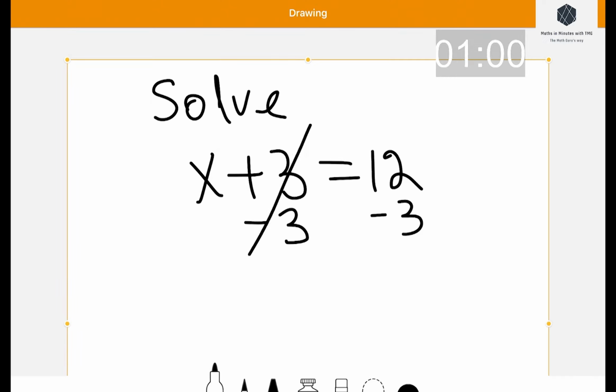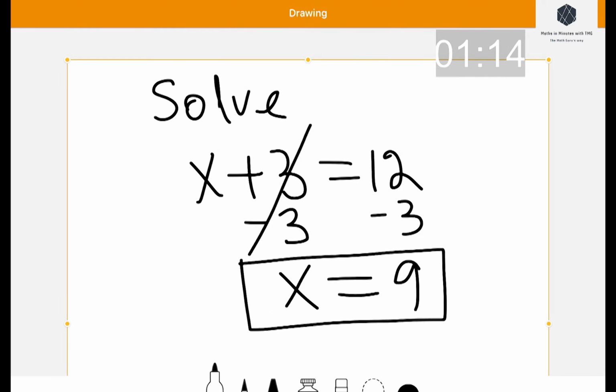So now this plus 3 and minus 3 is gone because plus 3 minus 3 is 0. So x plus 0 is x. So just write x equals 12 minus 3, which is 9. This is how we solve. And this is solved because now x is isolated. So x equals 9 is the solution.